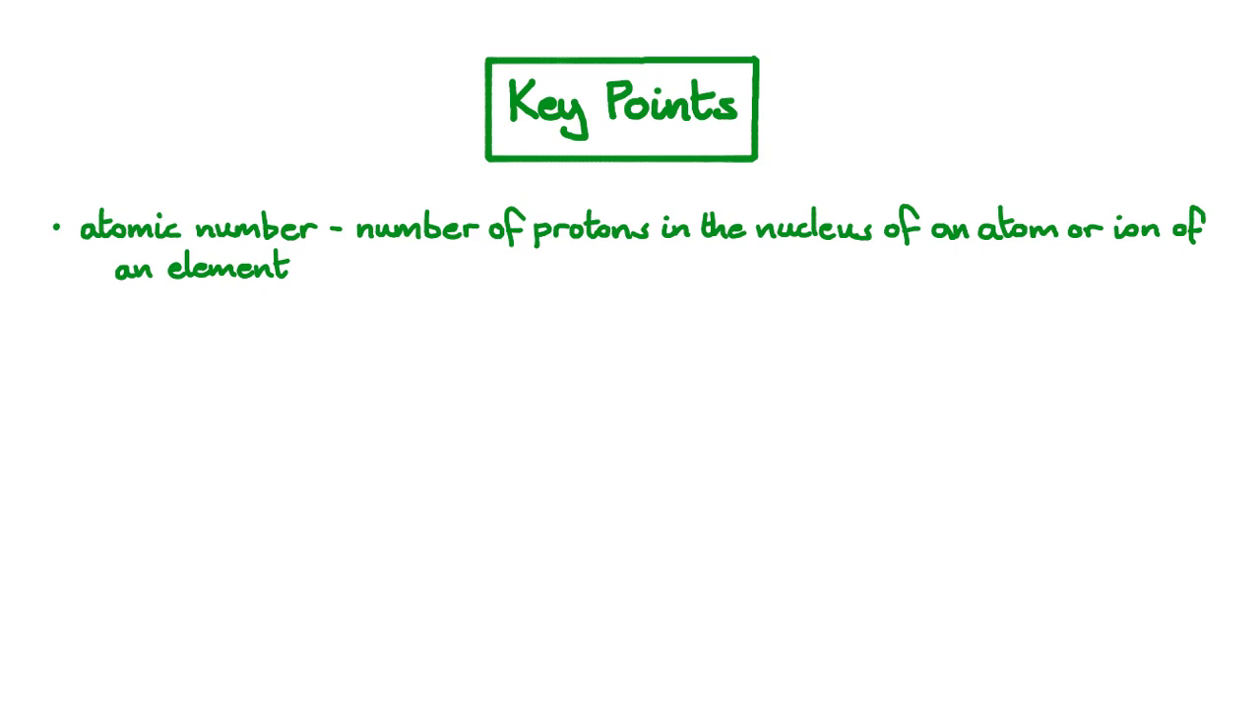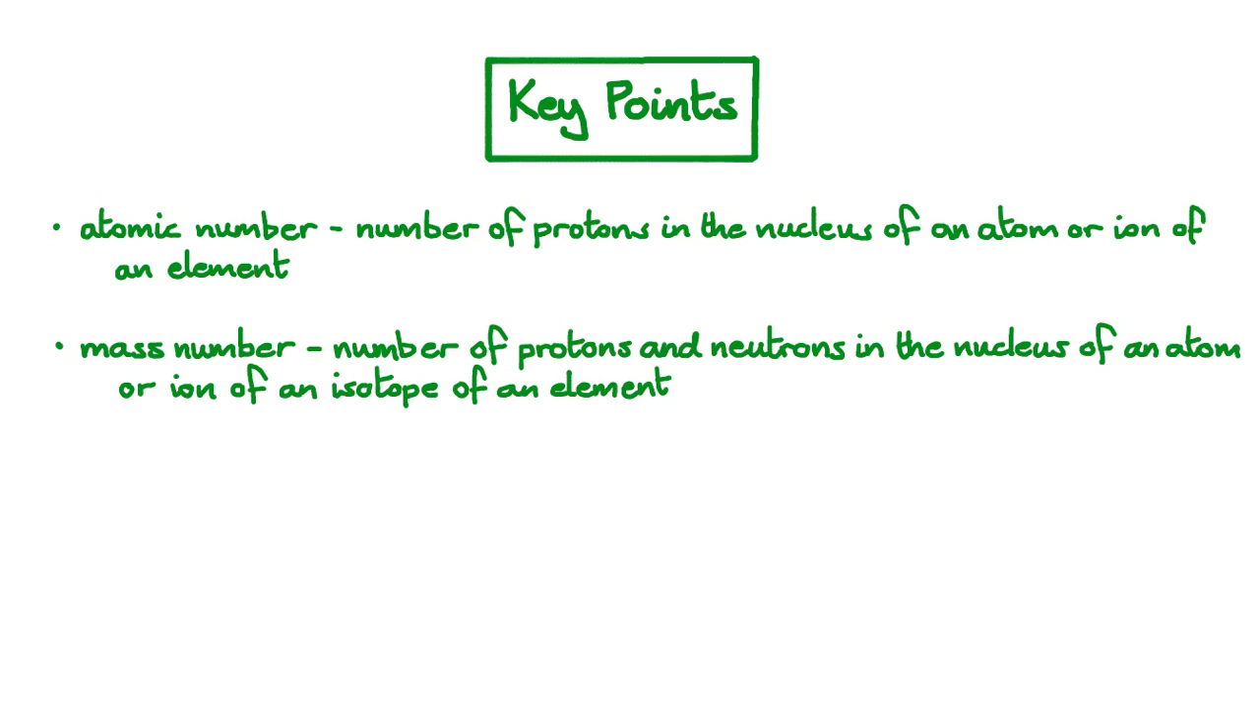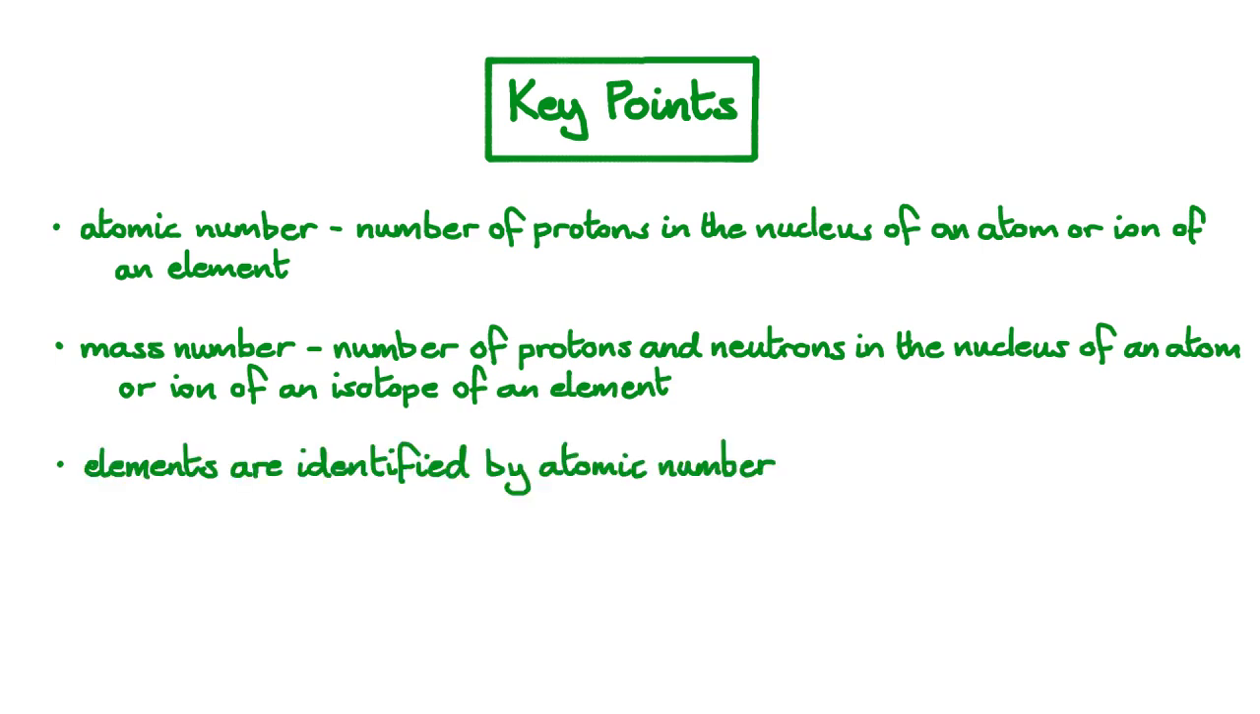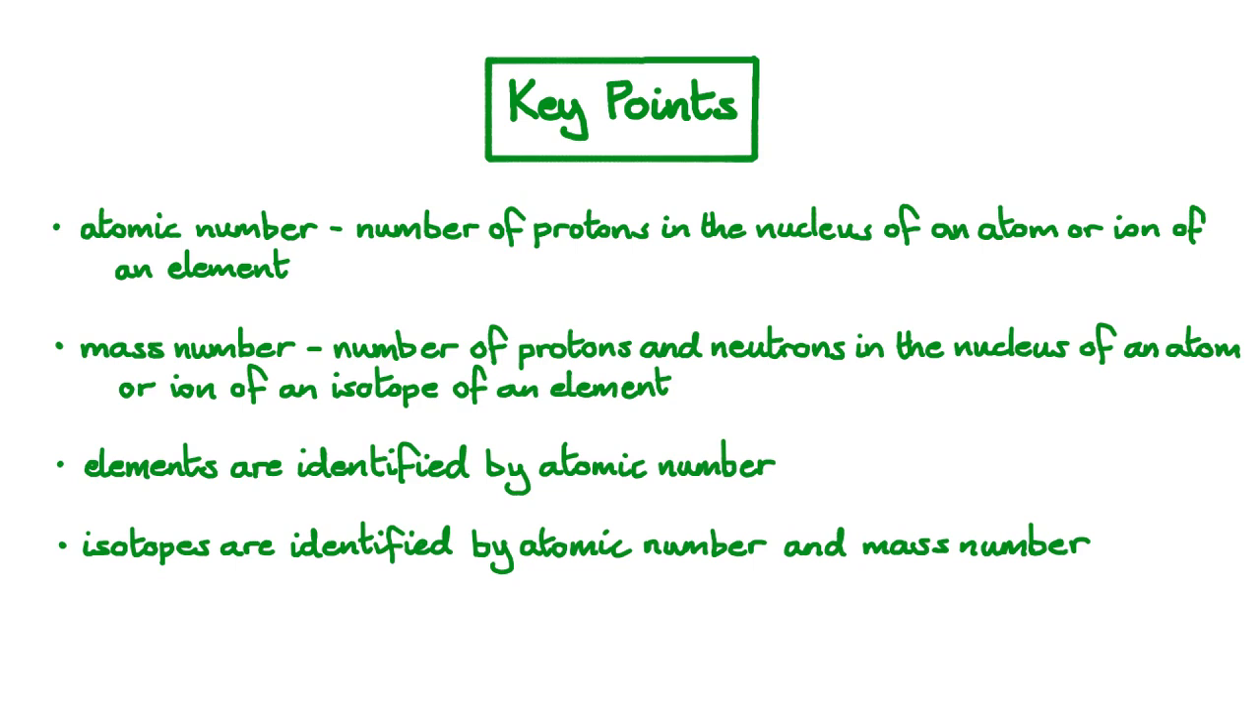And here, with the key points, we have atomic number, the number of protons in the nucleus of an atom or ion of an element. The mass number is the number of protons and neutrons in the nucleus of an atom or ion of an isotope of an element. Elements are identified by atomic number, and isotopes are identified by atomic number and mass number.